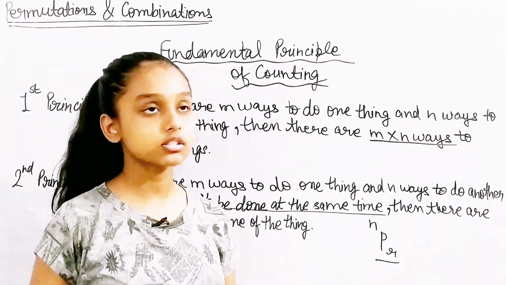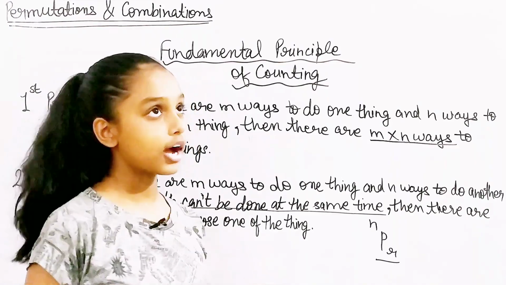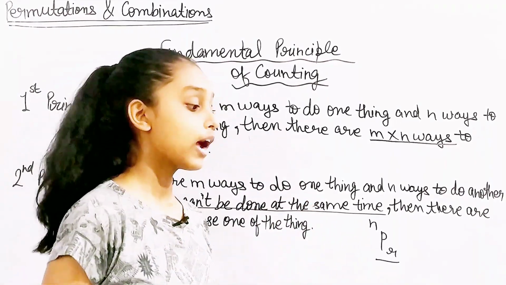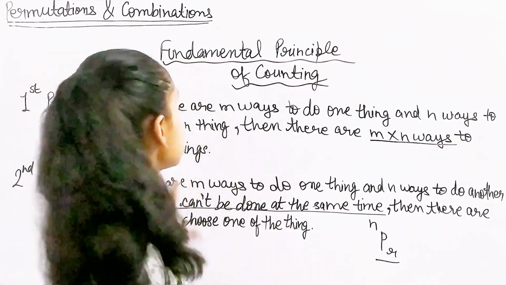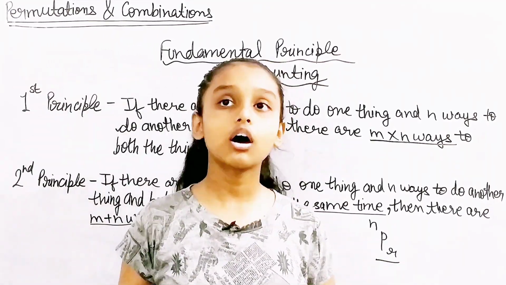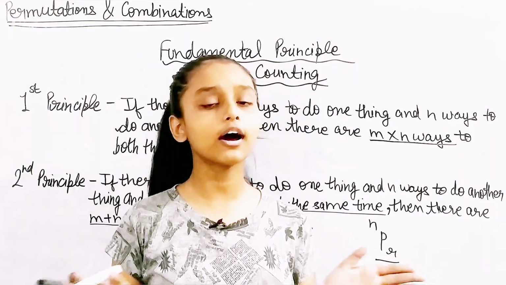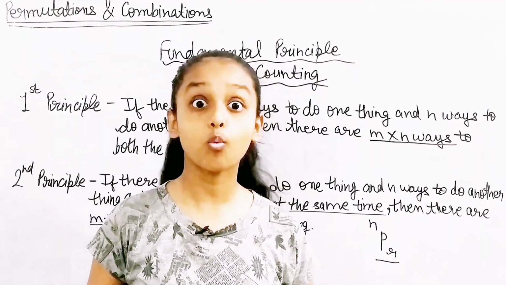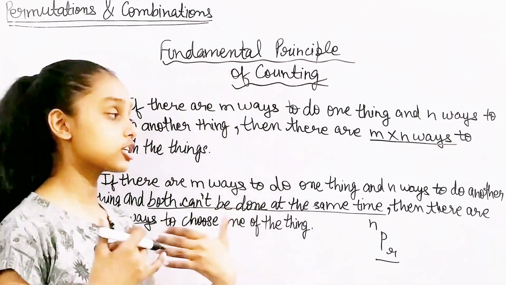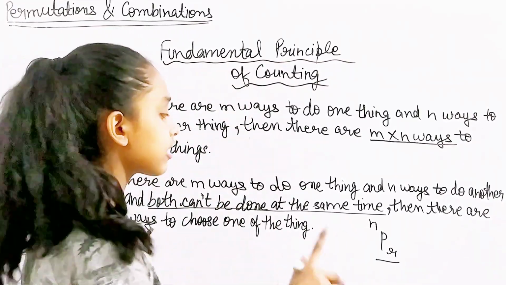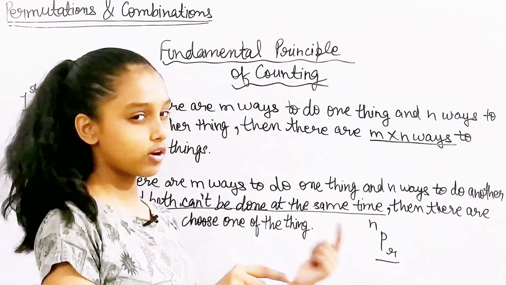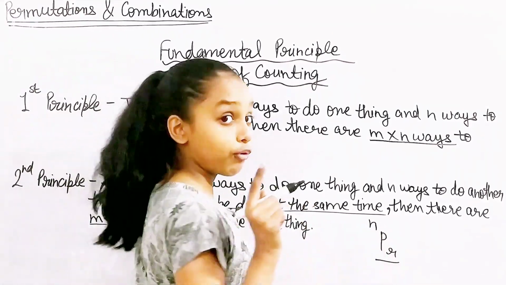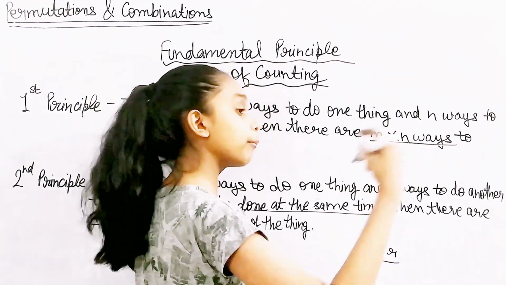Actually, I thought to take some questions related to these principles. Why don't we take a question? It will be easier for us. One thing I want to tell you before moving on to the question: nPr is for the permutation. How do we denote a combination?